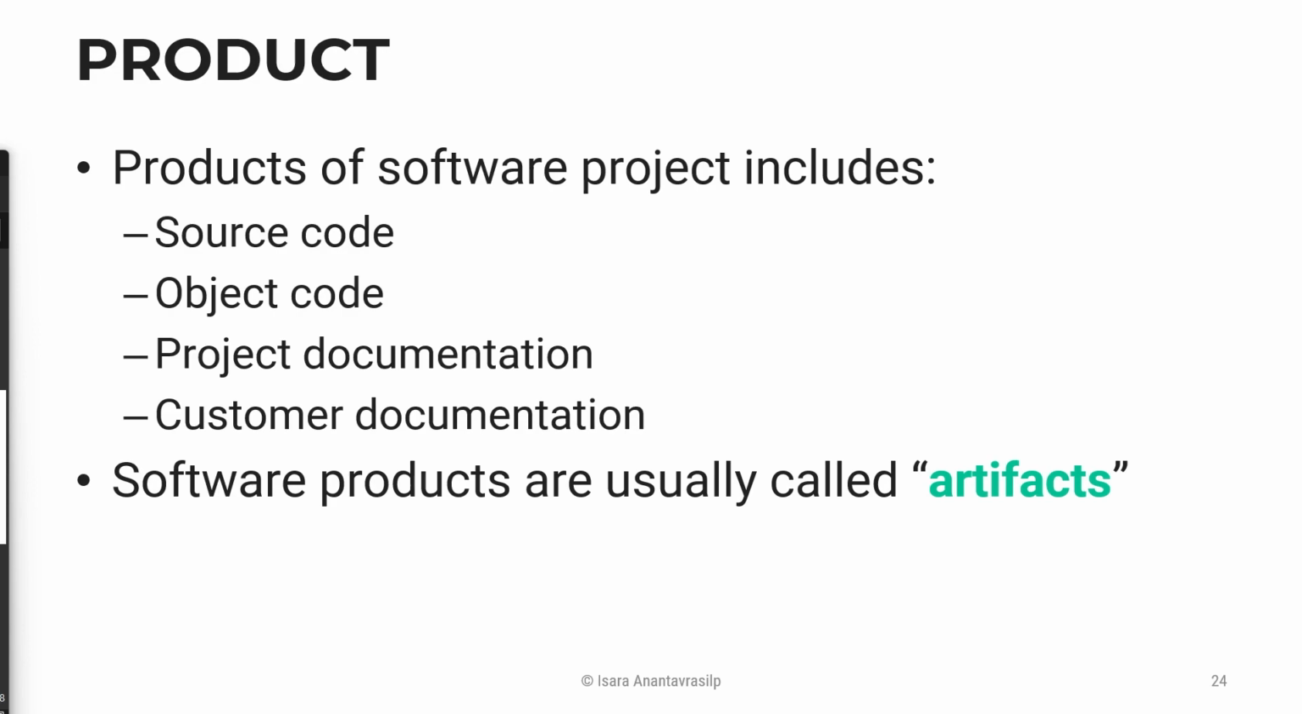Next is the product. Products refer to anything you produce during your project. A software product is usually called an artifact. All right.